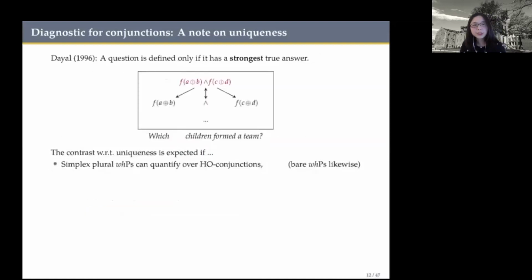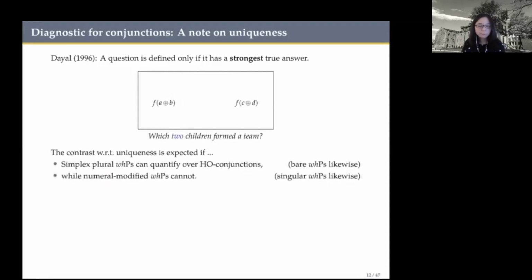Uniqueness effects in questions are usually explained in terms of Dayal's presupposition. Dayal proposes that a question is defined only if it has the strongest true answer, which is the true answer that entails all the true answers. So for the simplex plural question, which children form the team, in the context we have three true answers: AB form the team, CD form the team, and the conjunctive answer. And the conjunctive answer on the top is the strongest true answer to this question. It tells all of the true answers. And this answer is available as long as we say that the plural wh-phrase can quantify over higher-order conjunctions.